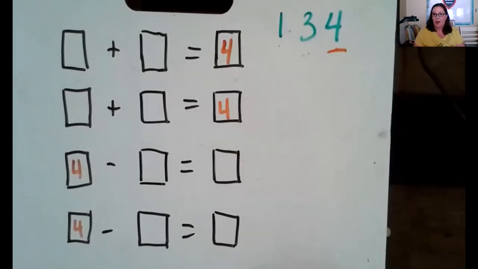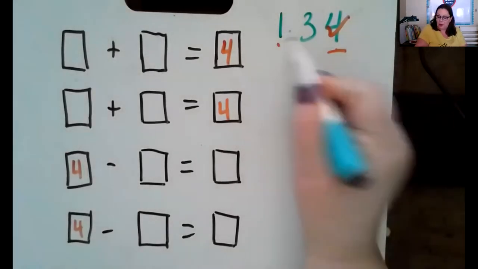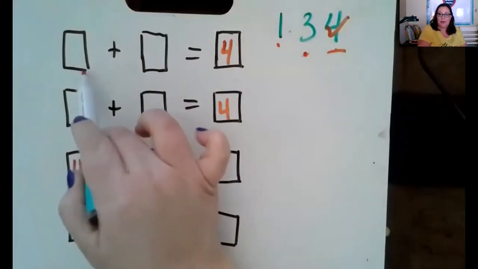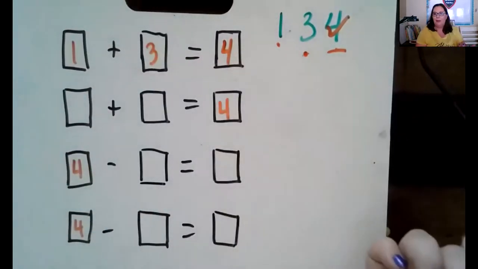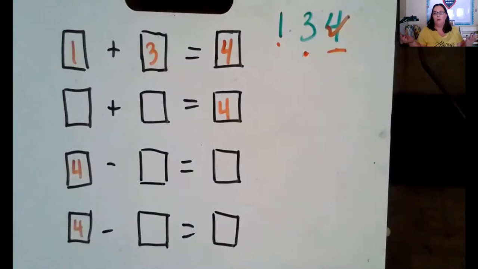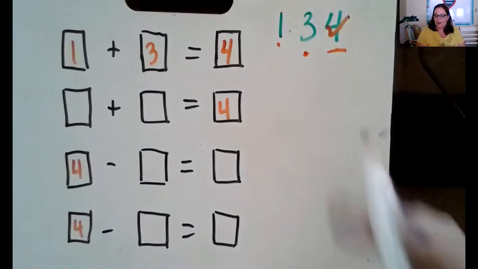Now, we've put our 4, and we're just down to the 2 numbers. It's actually super easy. I'm just going to drop them down into my boxes here exactly as they are. 1 plus 3 equals 4.